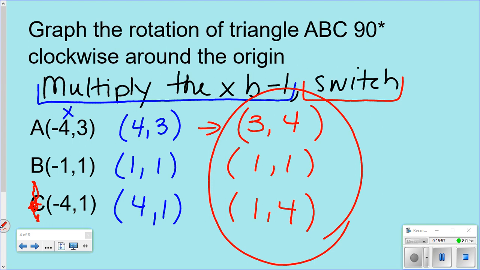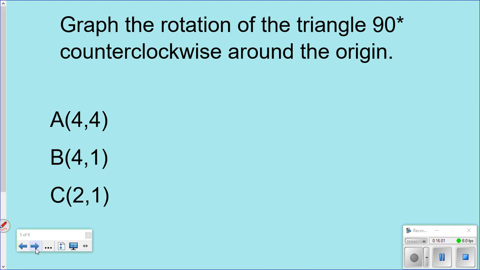Okay, all right. You try this one by yourself. It says graph the rotation of triangle ABC 90 degrees counterclockwise around the origin. So now you have to go back to your rules: what's the rule for 90 degrees counterclockwise? And then you need to apply it to the old points.